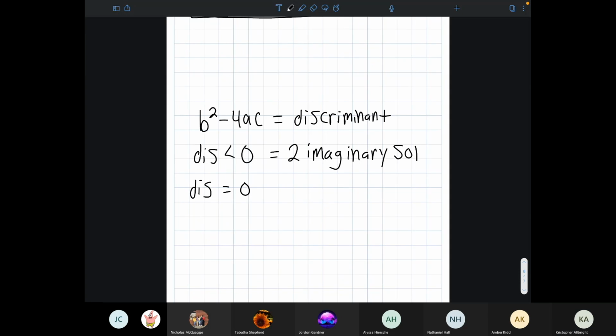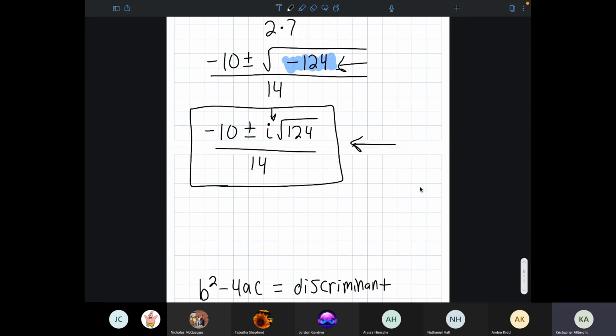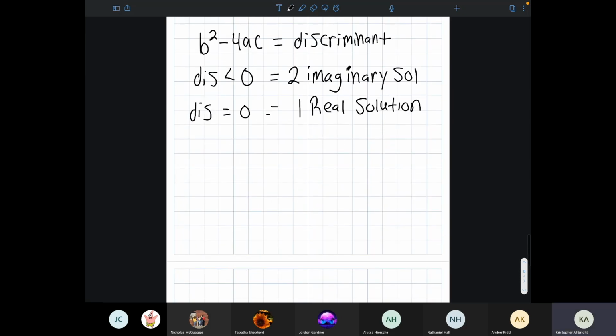If the discriminant equals 0, then we have one real solution. That would be the case where if we worked this out and we got 0 here. So we say, okay, negative 10 plus or minus 0. Well, it doesn't matter if you add or subtract 0, you're still going to get the same thing. So you're going to get one number solution. It's going to be one real solution. That's what it's called. Okay, so when the discriminant is greater than 0, you end up with two real solutions.